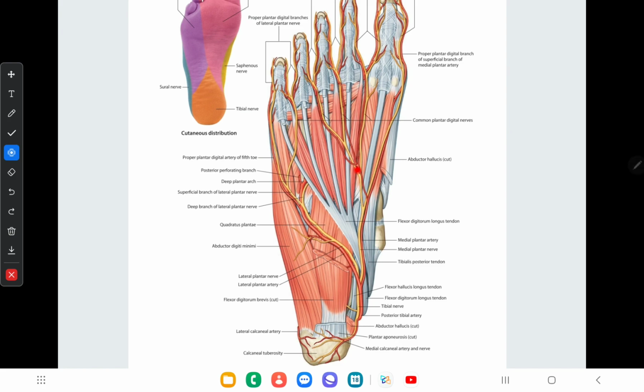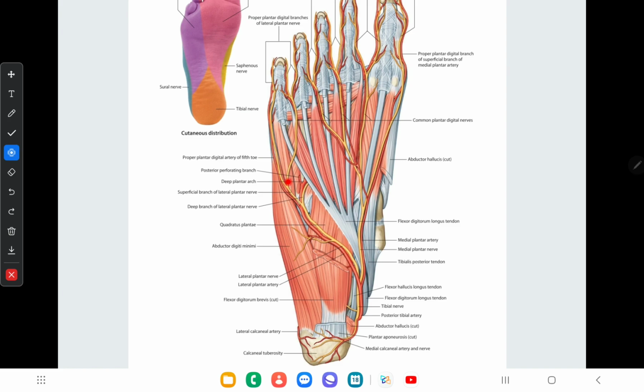You can see these are the plantar digital nerves, which supply medial 3½ toes. The nerves extend onto the dorsum and supply the nail beds and tips of the toes as well, like in median nerve. Then the lateral plantar nerve. This is the lateral plantar nerve, the other terminal branch of the tibial nerve.